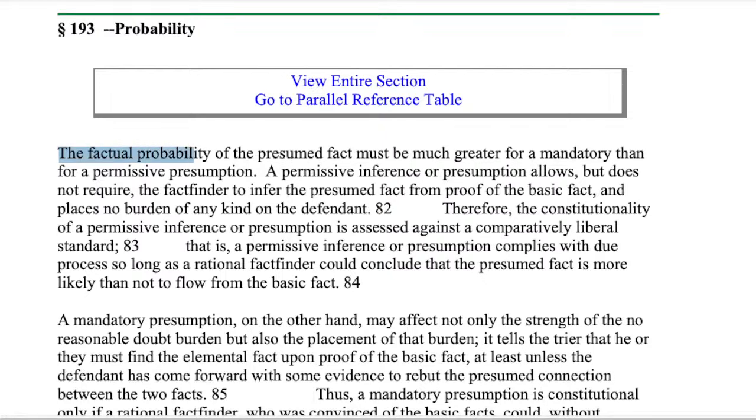All right, the factual probability of the presumed fact must be much greater for a mandatory than for a permissive presumption. Now, I would assume that the factual probability must be, I would say, much greater. Of course, a permissive inference or presumption allows but does not require the fact finder to infer the presumed fact from proof of the basic fact and places no burden of any kind on the defendant. Therefore, the constitutionality of a permissive inference or presumption is assessed against a comparatively liberal standard. That is, a permissive inference or presumption complies with due process so long as a rational fact finder could conclude that the presumed fact is more likely than not to flow from the basic fact.